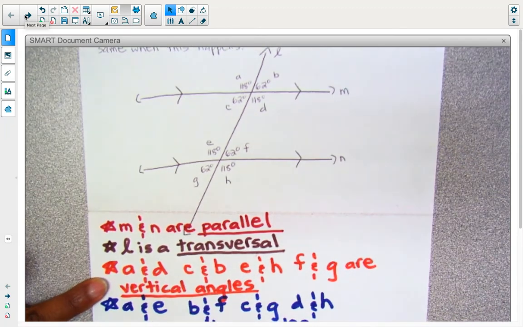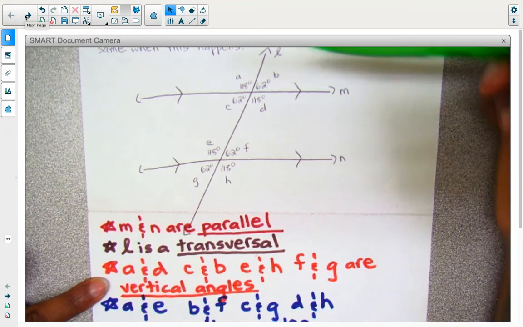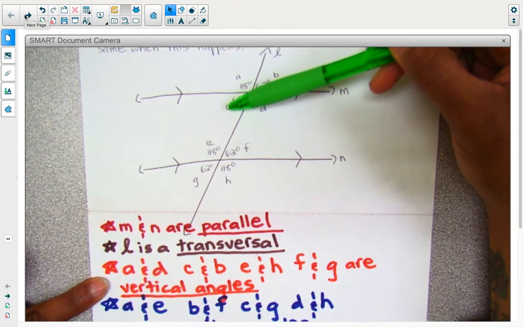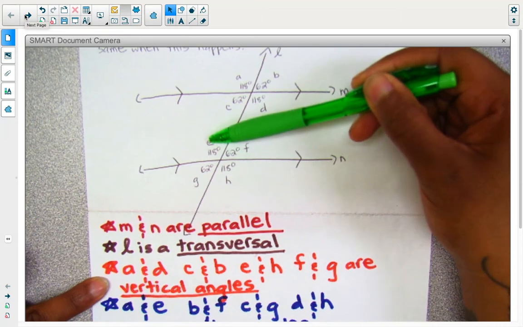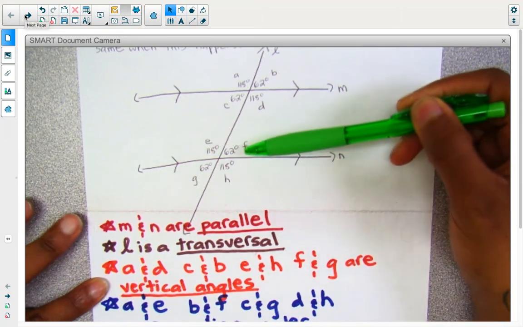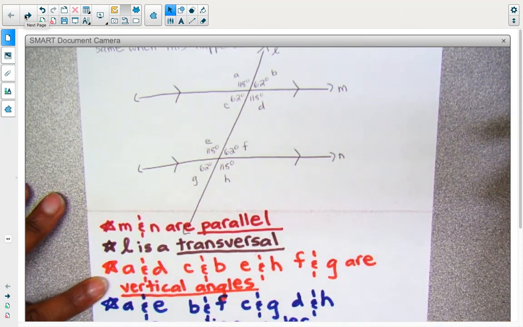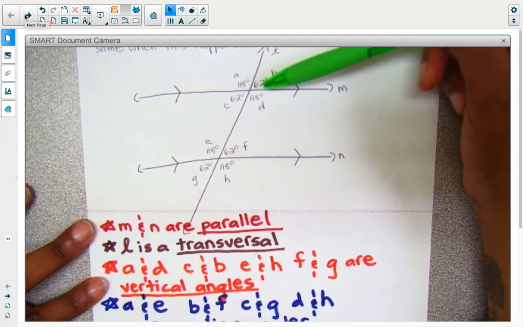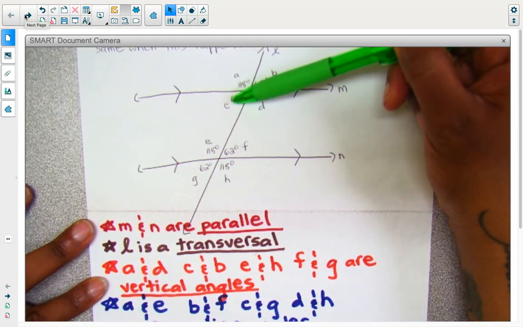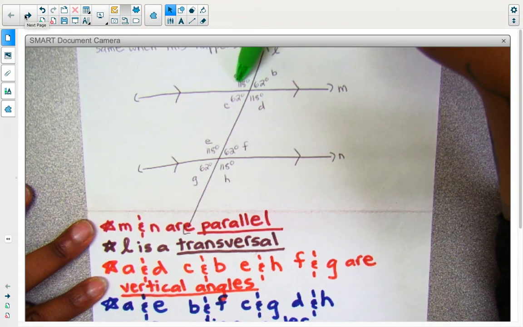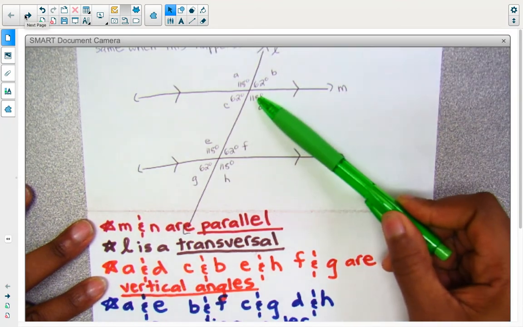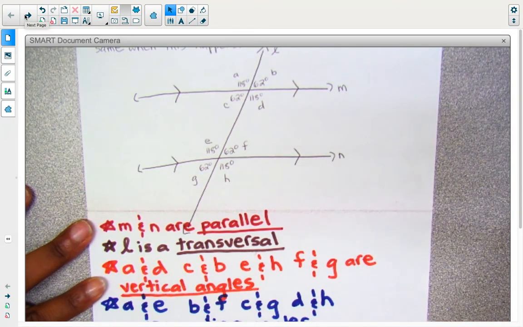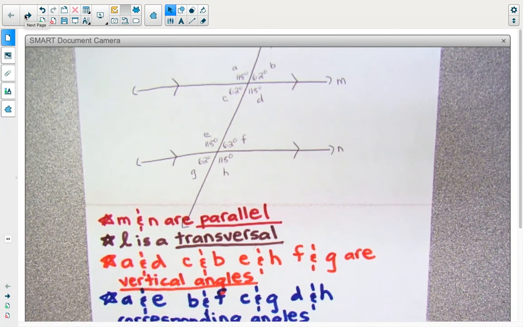There are a lot of different sets of vertical angles: A and D, C and B, E and H, G and F. All of those are vertical angles as we studied in our first set of vocabulary words. They are across from each other and they are congruent to each other. Notice this one's 62, this one's 62. This one's 118, this one's 118, and so on. Next, we have corresponding angles.